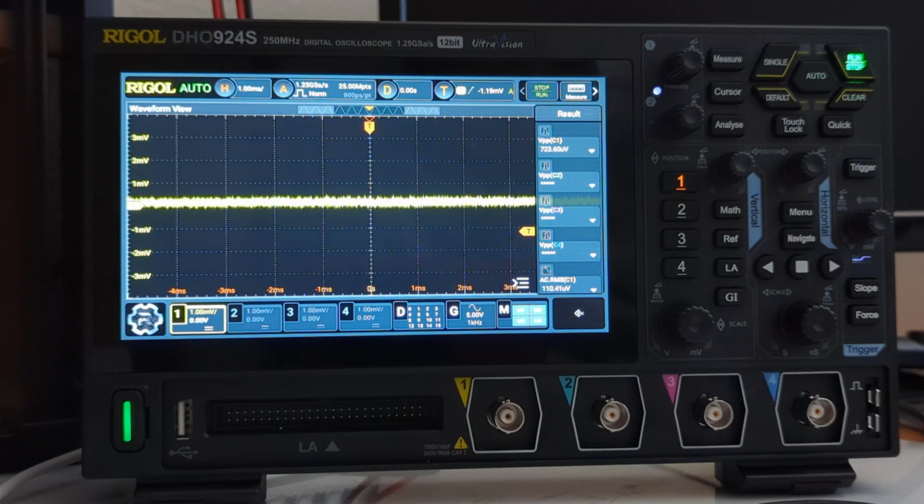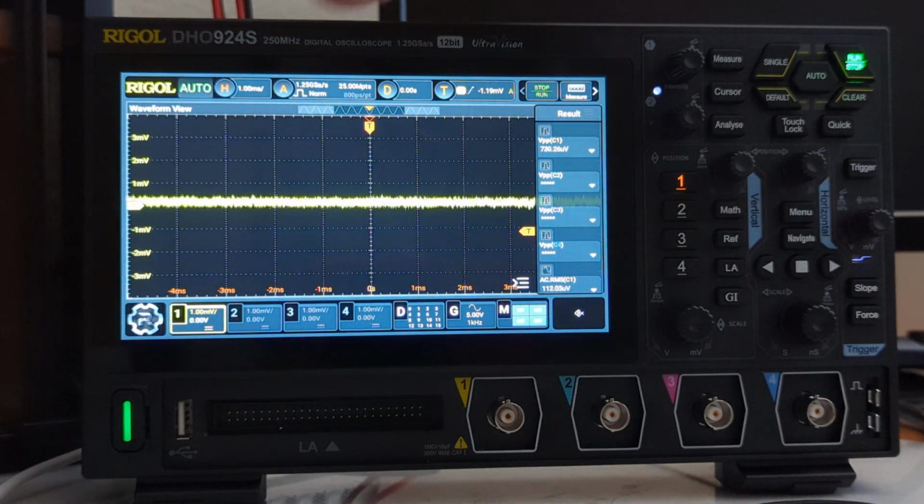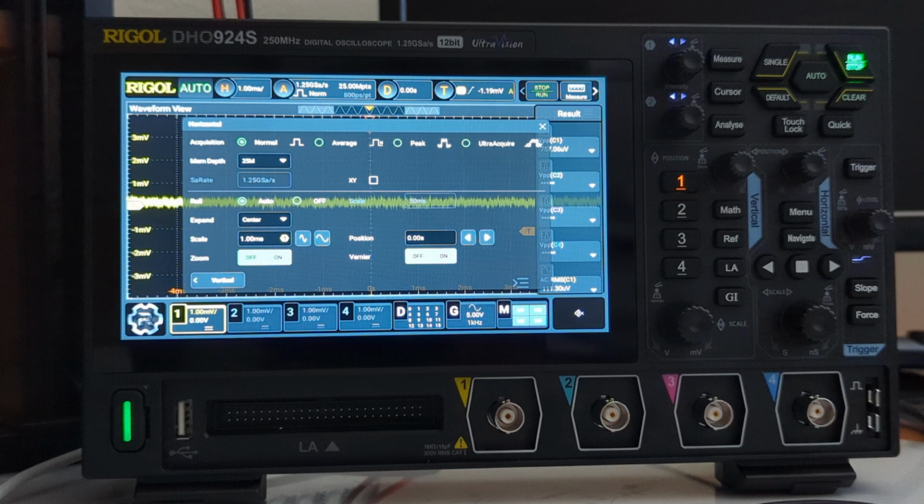All right, in this video, we're going to take a quick look at the noise floor of the Rigol DHO924S oscilloscope. I'll show you the settings first. So it's set up to acquire in normal mode, 25 million samples. Channel 1, we're getting 1.25 gigasamples per second. We're going to get half of that on the other channels.